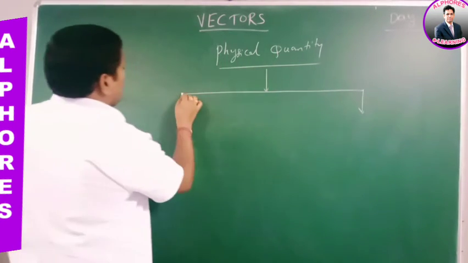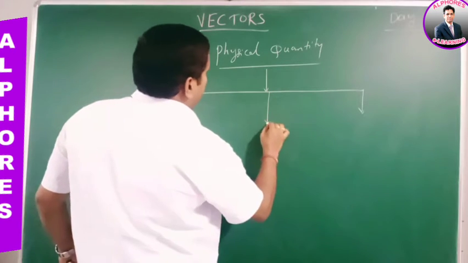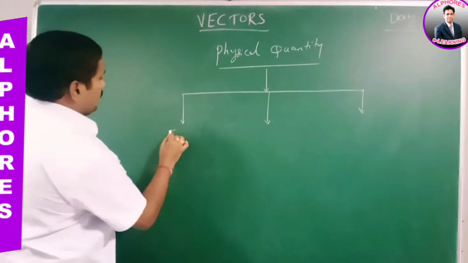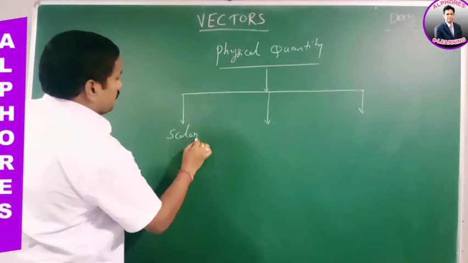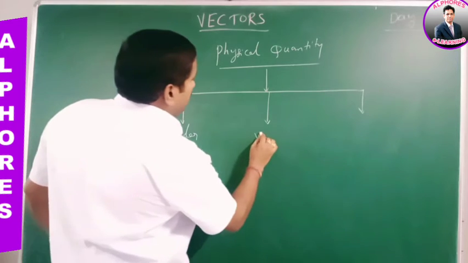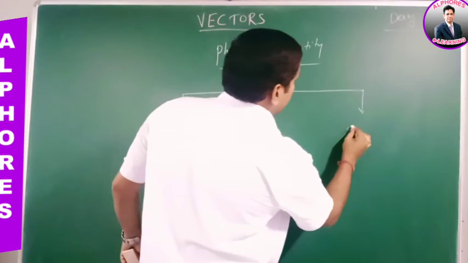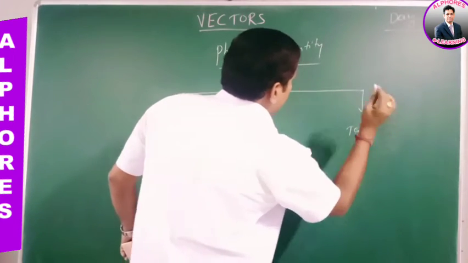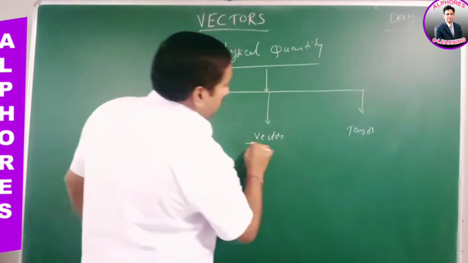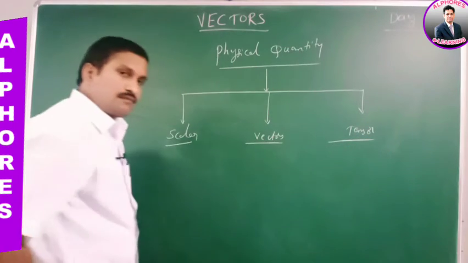Again, this physical quantity is classified into actually 3 types. First one is scalar. Second one is vector. And third one is tensors. What is meant by scalar? What is meant by vectors? What is meant by tensor?